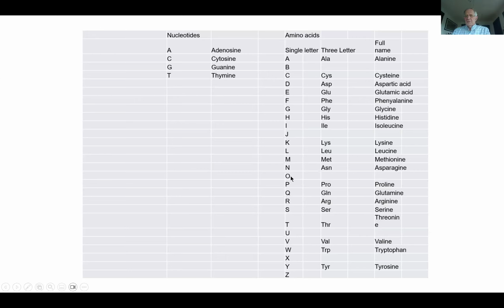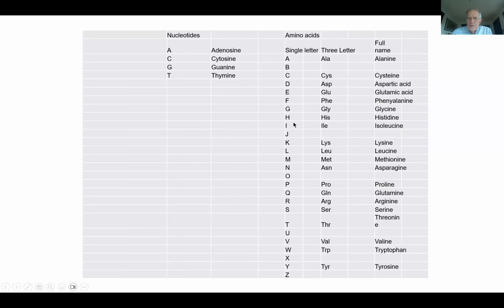O is occasionally used in some papers as a hydroxylated form of proline, which is common in the collagen molecules, but there's not a codon for hydroxyproline. The hydroxylation is post-translation. So you have to be careful in how you use it and make sure that you know.